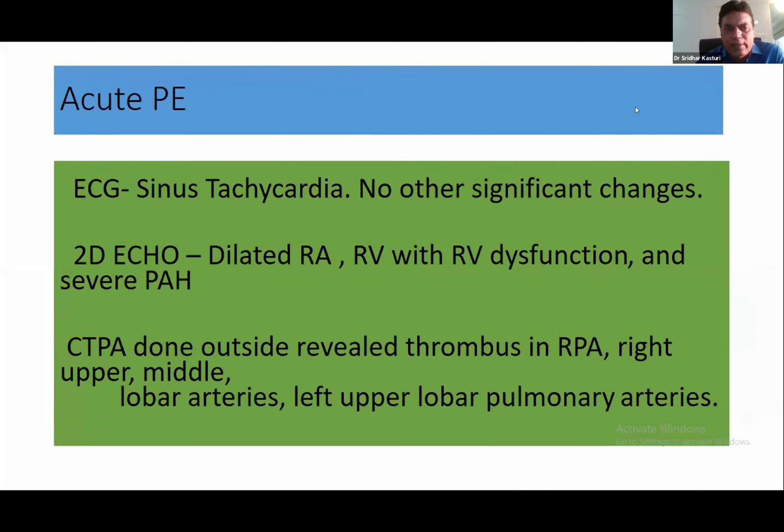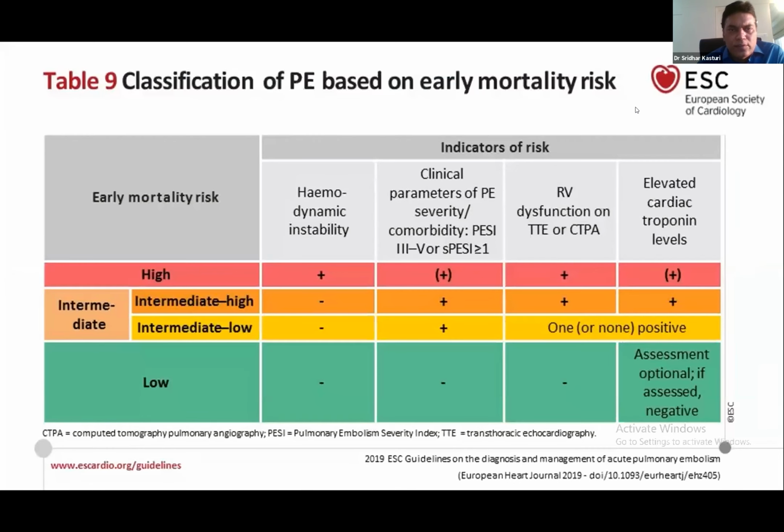sinus tachycardia with hypoxia. So the ECG shows sinus tachycardia. Apart from that, there are no other changes. Echo showed a dilated RA and RV with RV dysfunction and severe PH. CTPA was done outside, which revealed thrombus in the right pulmonary artery, right upper and middle lobar arteries, and left upper lobar pulmonary arteries. So based upon this, we are classifying this one as an intermediate high risk group.